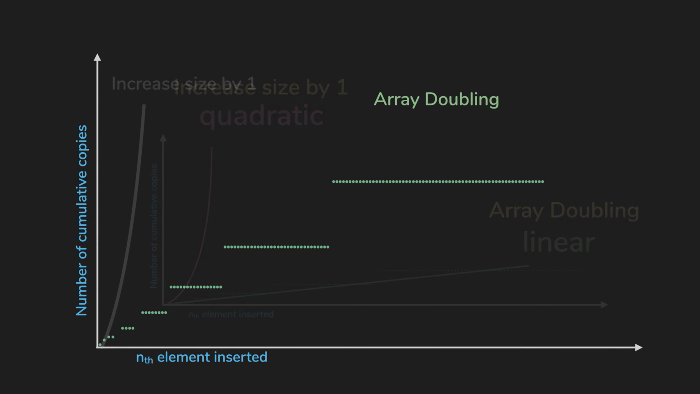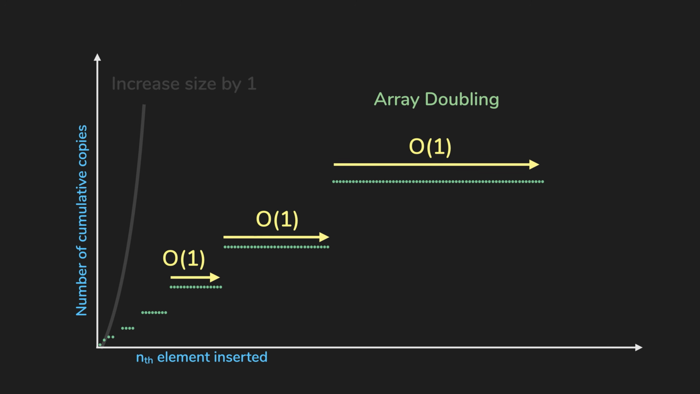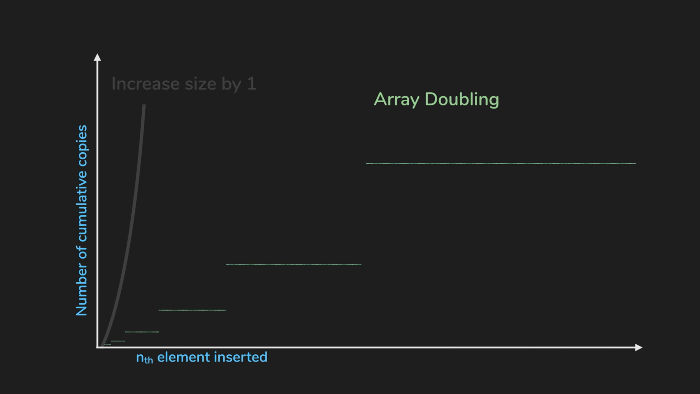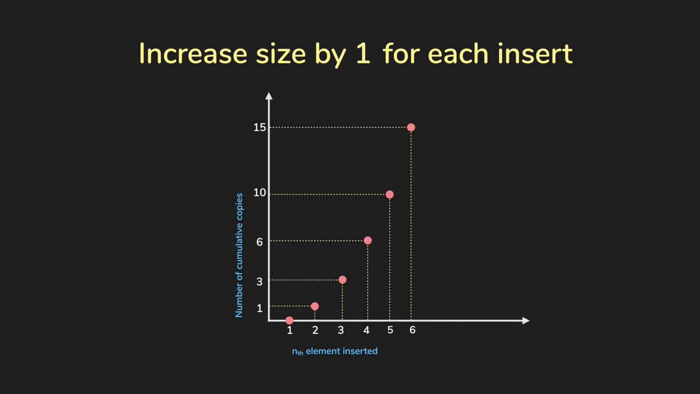Basically, for the doubling method, most iterations will be O of 1, unless it has to resize the array. But despite those instances of resizing the array, we can say that the amortized time for each insertion is O of 1, and it's clear by looking at the graph. We can also look at it mathematically.